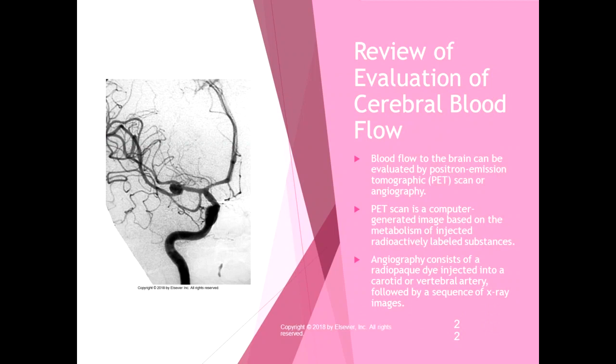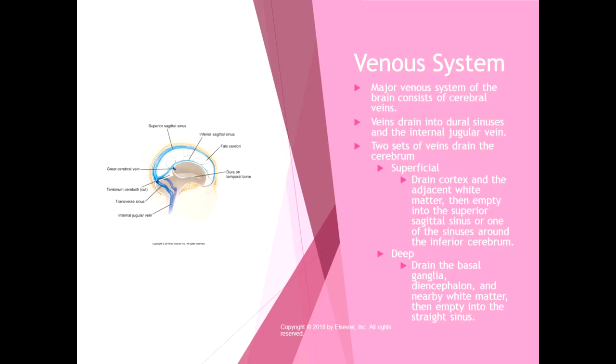Blood flow to the brain, they can look at it using a PET scan, which is kind of cool, or angiography. And this is an image of a PET scan. It's a computer-generated image based on the metabolism of injected radioactively labeled substances. Angiography uses an injected radio-opaque dye, followed by a sequence of X-ray images. So they can actually look at cerebral blood flow. There are some really cool images in the book, and you can find images online of these types of imaging processes.